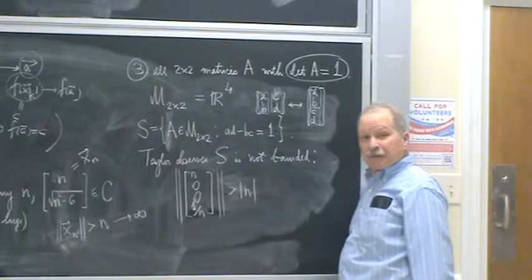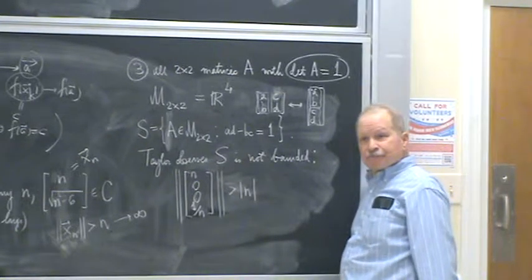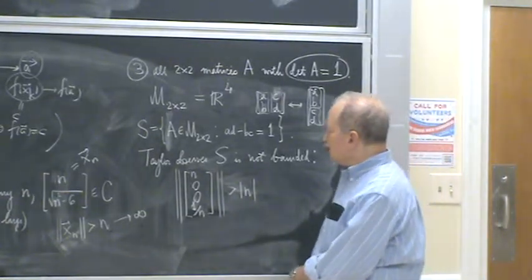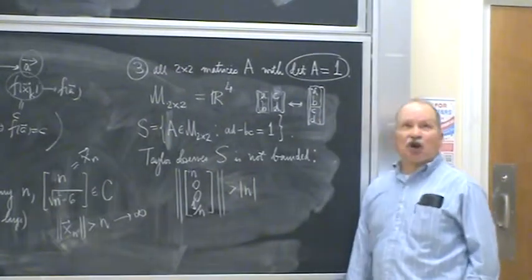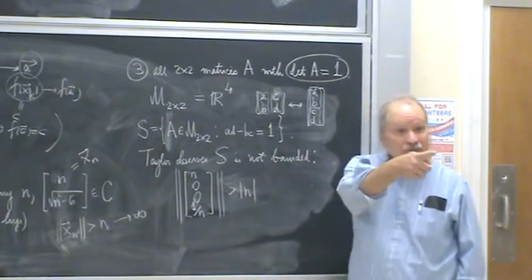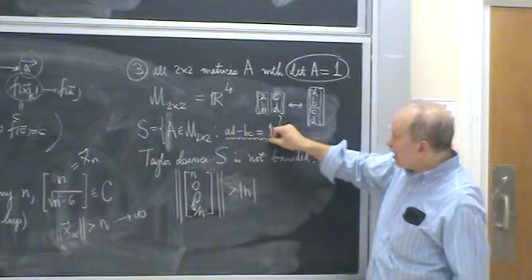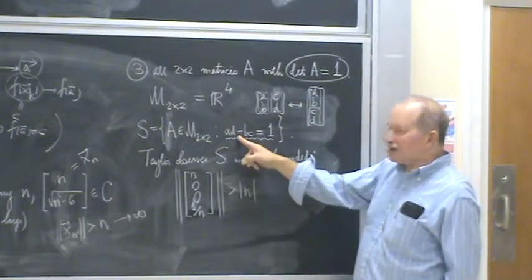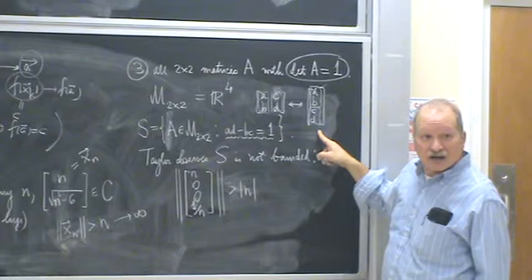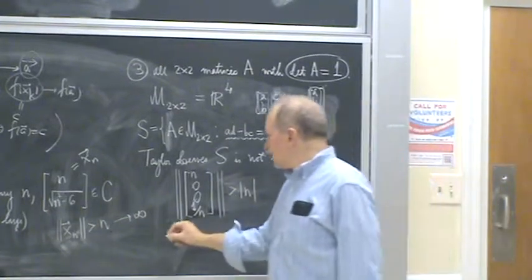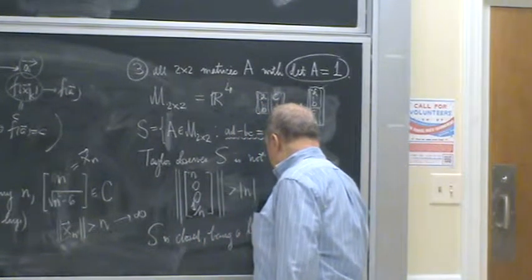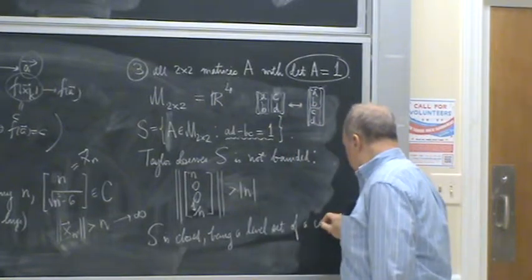Is it closed? How do we decide if a set is closed or not, without going back to the definition every single time? How did I define the set? As a level set. I gave it to you as a level set of a continuous function. Is that function continuous? Yeah. It's a polynomial in the entries of the vector. So it's continuous. So it is closed, being a level set of a continuous function.